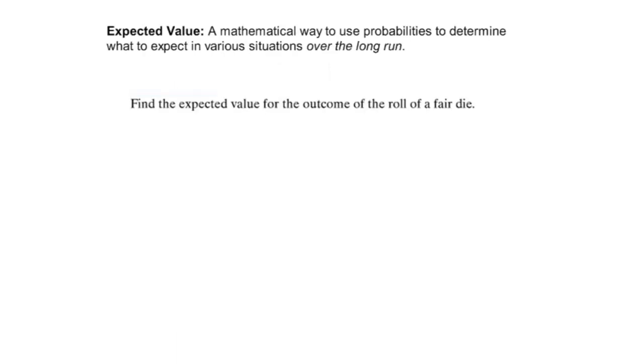So here's a definition for expected value: a mathematical way to use probabilities to determine what to expect in various situations over the long run. So we're going to use the probabilities to help us make hopefully good decisions.